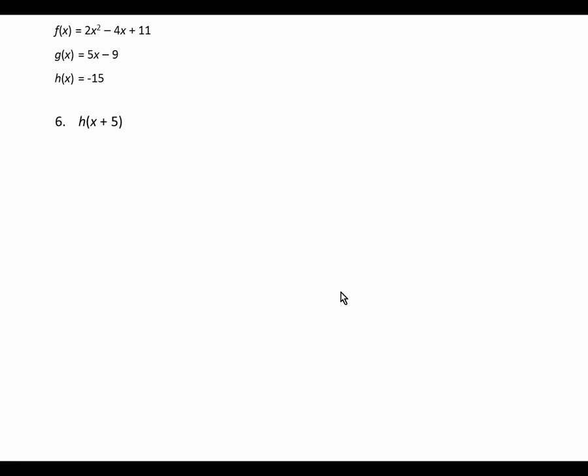For number 6, I have h of x plus 5. Notice again a combination of numbers and letters, but h is a constant valued function. So with constant valued functions, there's never anything to do. So h of anything, remember, is negative 15. So h of x plus 5 is also negative 15. Constant valued functions, there is no work to do. They only produce the number that's on the right side of the equal sign.